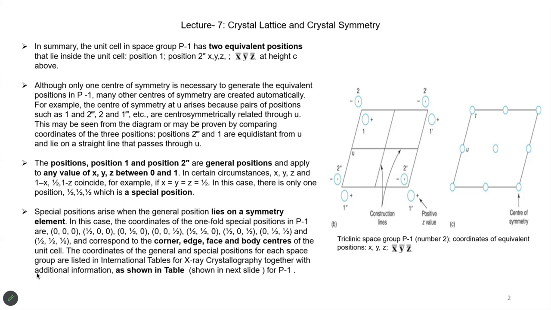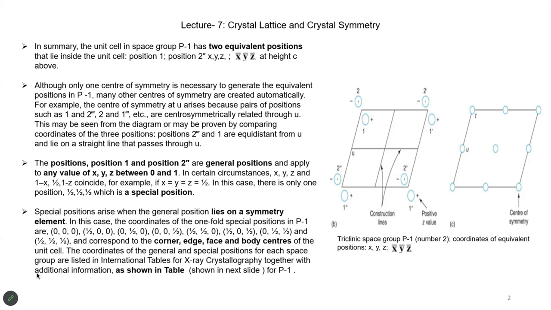So the P bar 1, that is number 2 space group, in summary, we talked about that there are equivalent positions. Mind it, we always talk about equivalent positions. That means when we determine a three-dimensional structure, we have to place our atoms in a symmetrical arrangement. And in every space group, we do have equivalent positions, and also general position is an equivalent position, also special position.